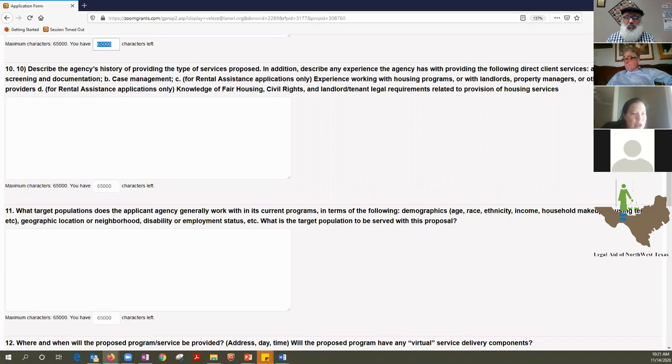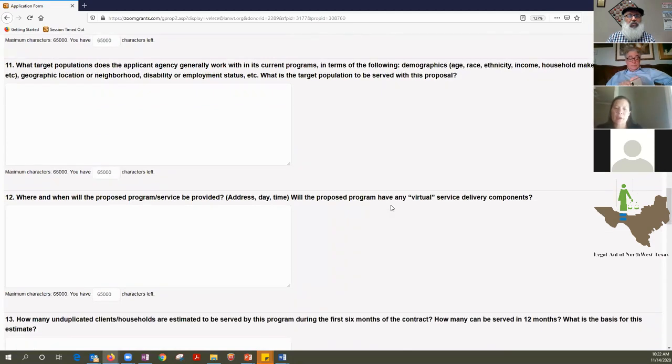Question 10, what target population does the applicant agency generally work with in its current programs in terms of demographics? Here they're looking for demographic data around race, ethnicity, income, household makeup, housing tenure, geographic location or neighborhood, disability or employment status. So these kinds of demographic data, again, describe that you're serving the intended beneficiary, low and moderate income individuals and households in neighborhoods with either individuals or neighborhood areas where there's a higher concentration of poverty, or the neighborhood itself has characteristics of income eligibility.